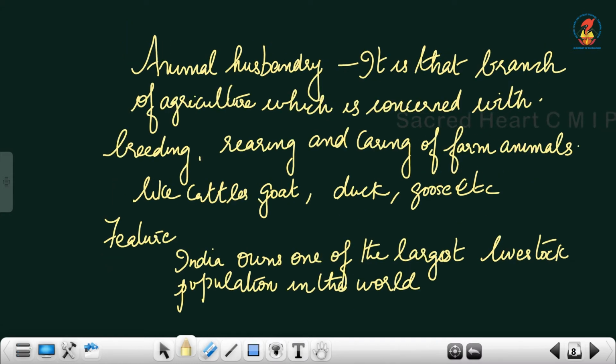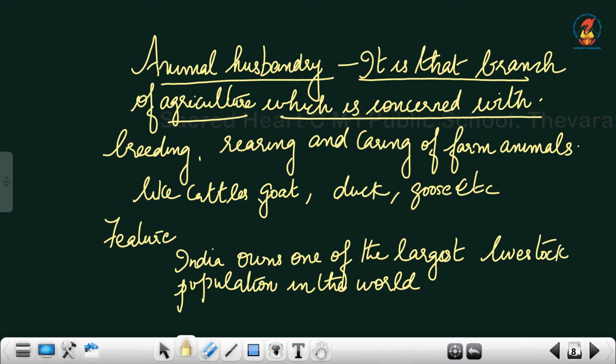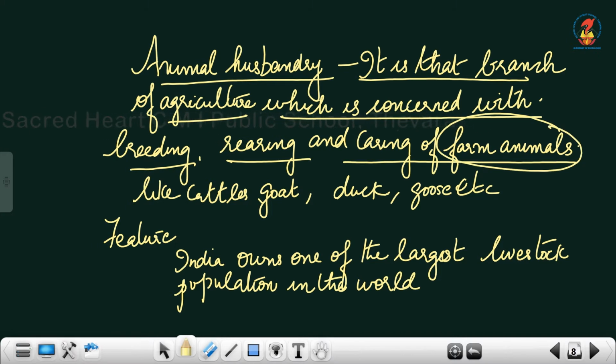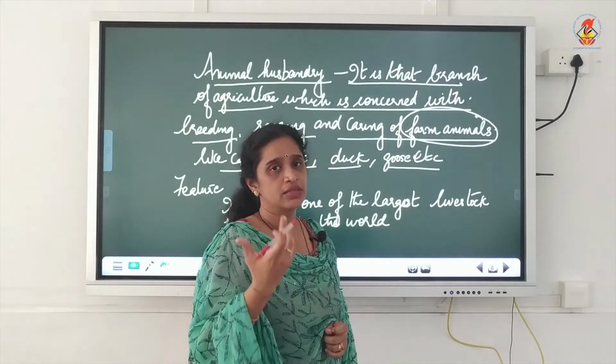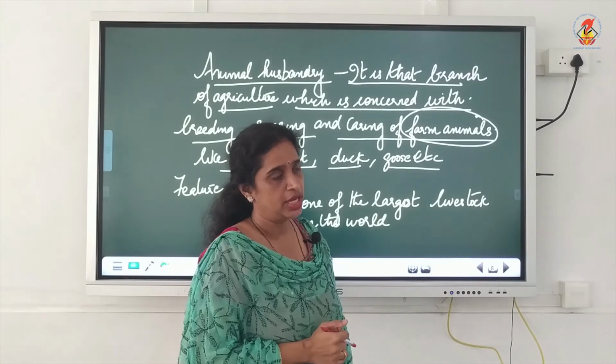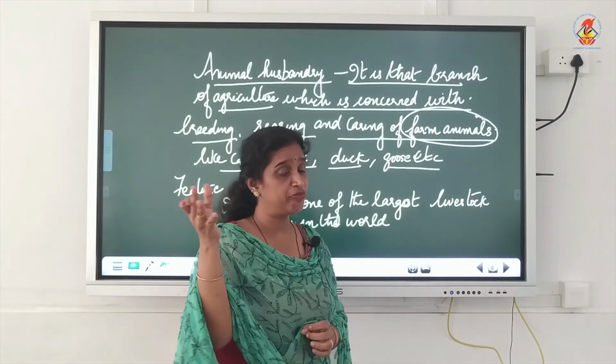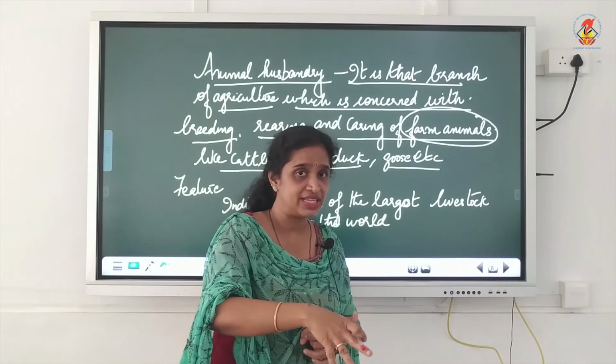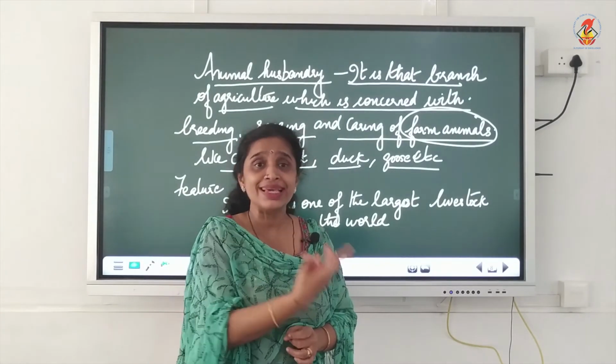The first one is animal husbandry. What is animal husbandry? It is that branch of agriculture which is concerned with breeding, rearing and caring of farm animals like cattle, goat, duck, goose, etc. So, it is that branch of agriculture which is concerned with the rearing, breeding and caring of farm animals. Now, what is the benefit of that? So, instead of people engaging only in the farm activities, there are those people who are skilled in doing that.